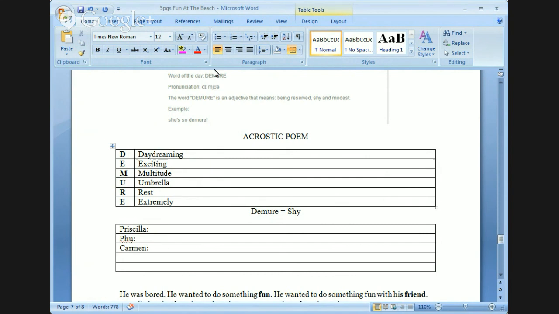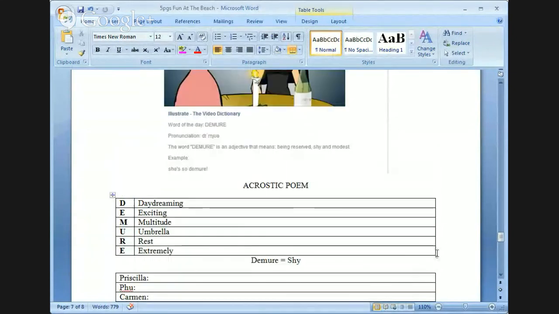When I reach the beach, I will try umbrella flying. After I play for my entire day, I will take a rest. And after thinking back about the beach, I feel extremely excited about the trip.